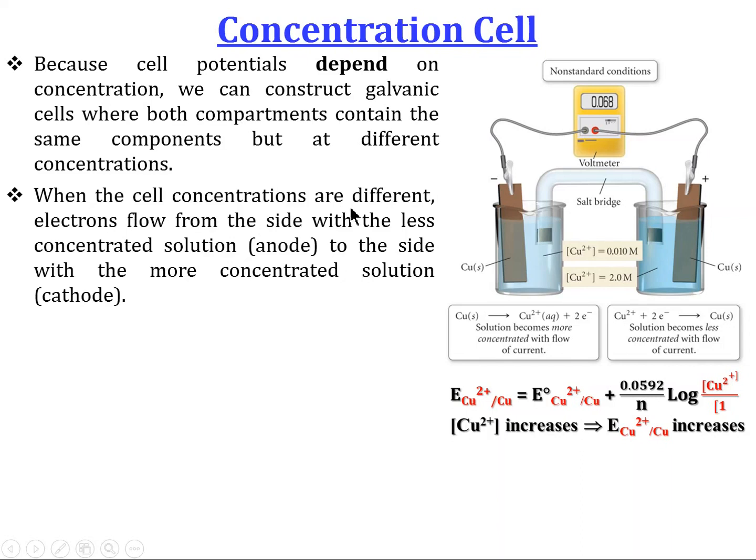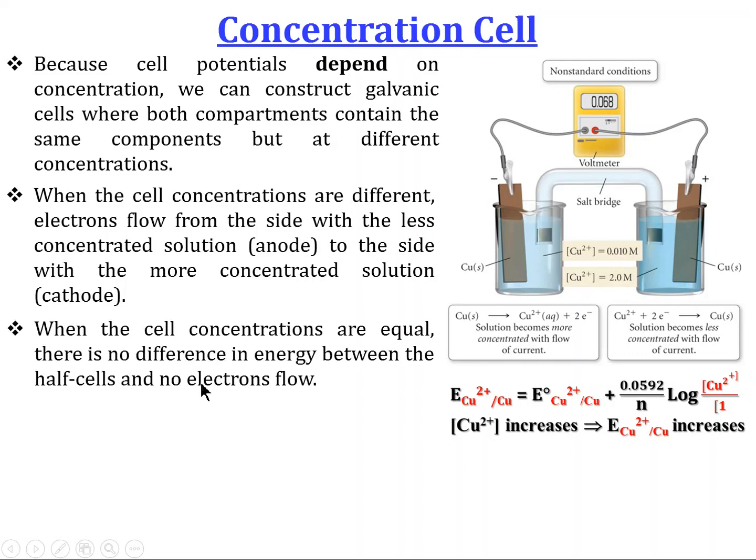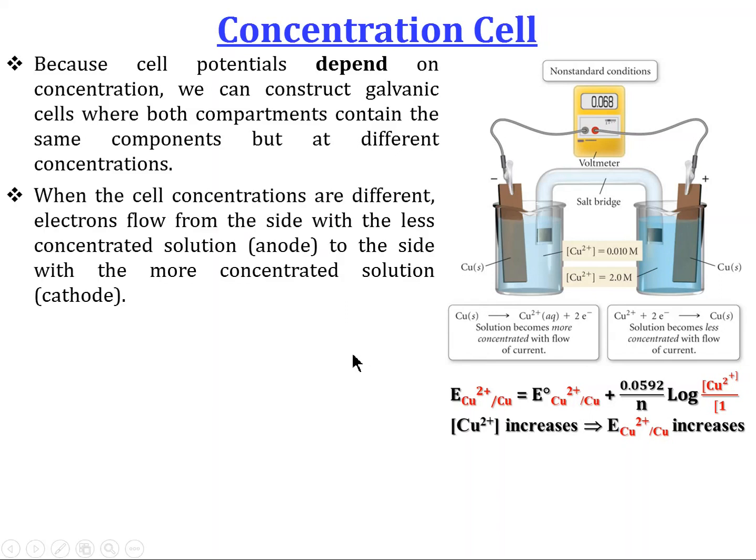So when the cell concentrations are different, the electrons flow from the anode to the cathode, so from the solution which is less concentrated to that which is more concentrated. And when the cell concentrations are equal, at this stage, E of the cell will be equal to 0 and E of the couples will be equal. To note that when the reaction starts, E anode will increase and E cathode will decrease. So at a certain level, we will have E cathode equal E anode and E of the cell will be equal to 0.